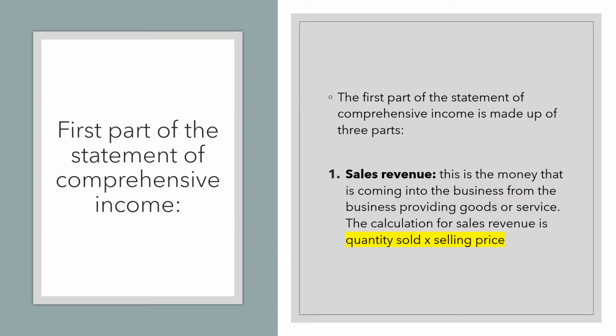The first part of the Statement of Comprehensive Income is made up of three parts. The first one is sales revenue. So this is the amount of money that is coming into the business from them providing a good or a service. Now the way that this can be calculated is you do the quantity sold times by the selling price.